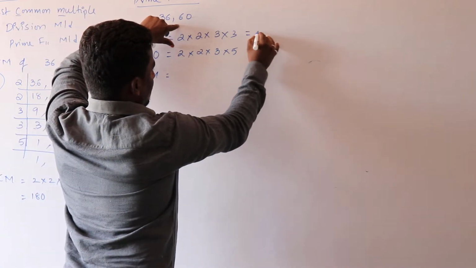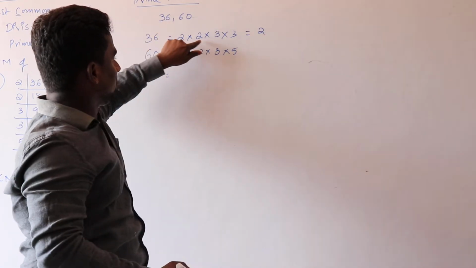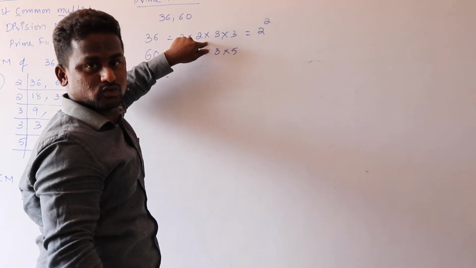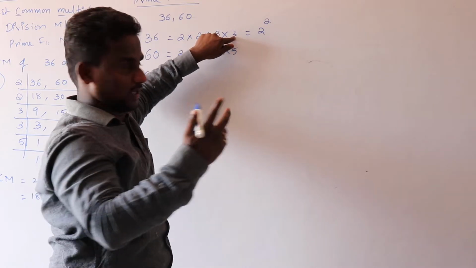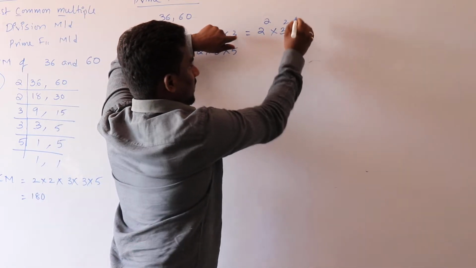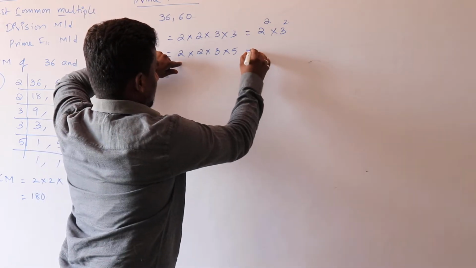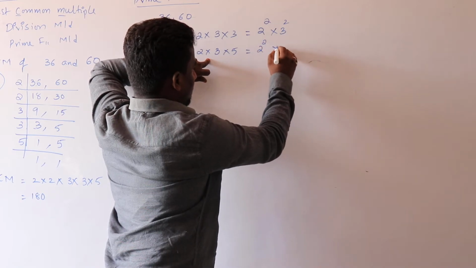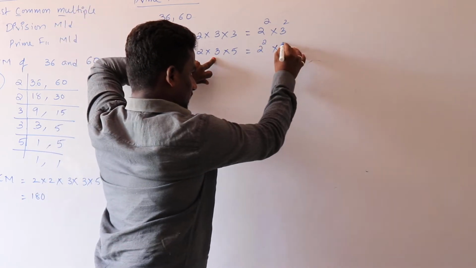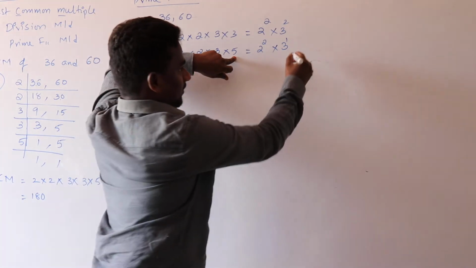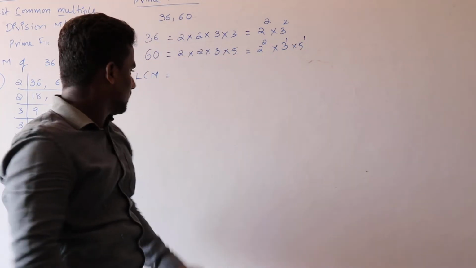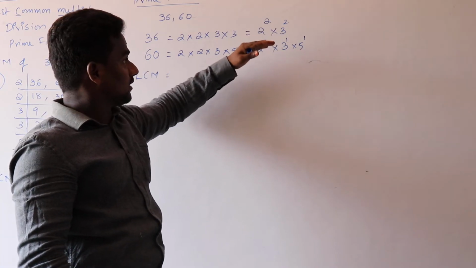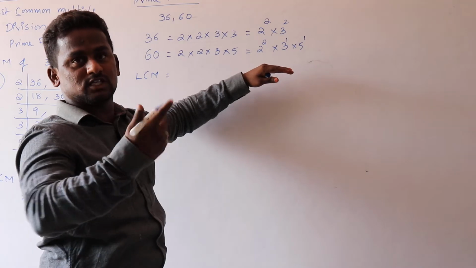So I write this as 2. How many times is 2 repeated here? 2 times. Yes, that's why I write 2 square, into 3 square. Here 3 is repeated 2 times. Similarly, 2 is repeated 2 times, that is 2 square, into 3 a single time, so 3 power 1. 5 a single time, 5 power 1. In LCM, I have to write each prime number with its highest power.